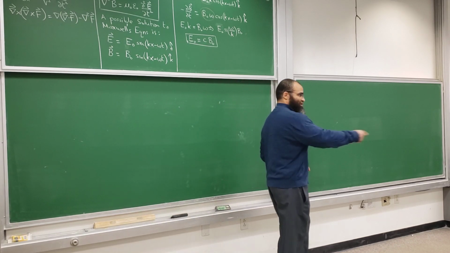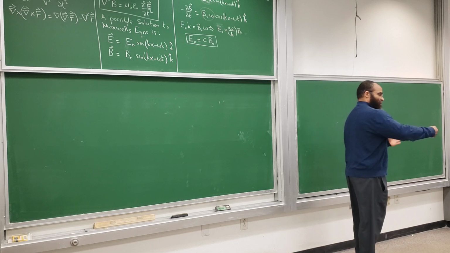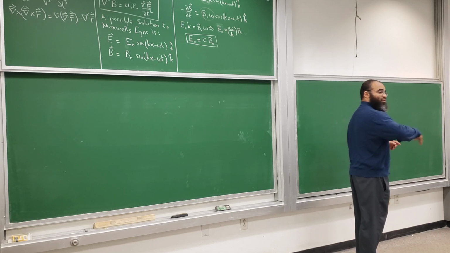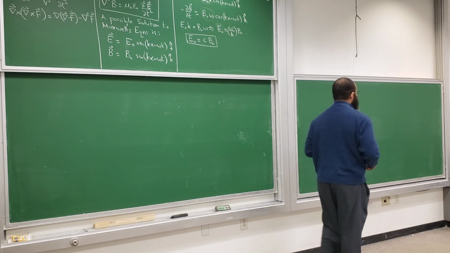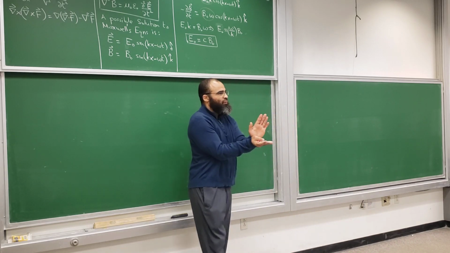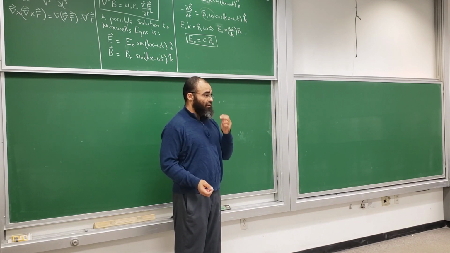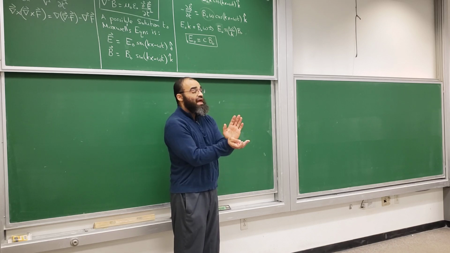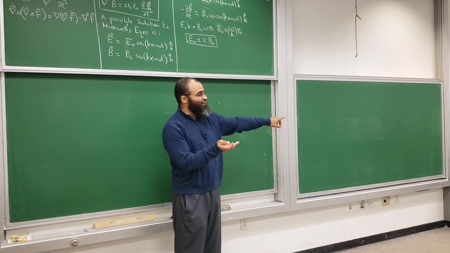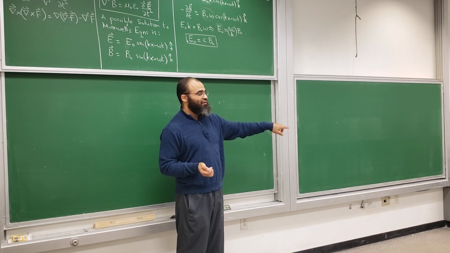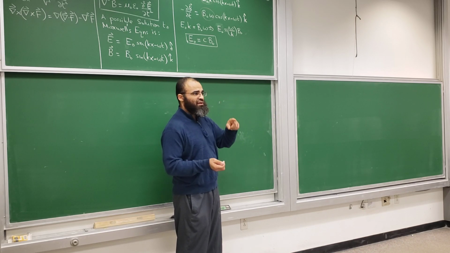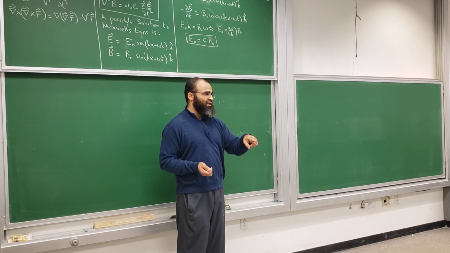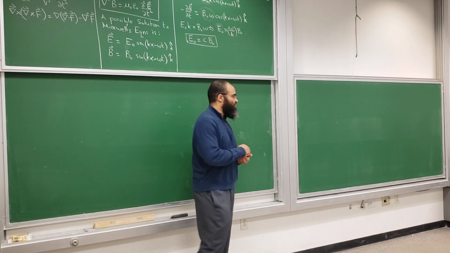The wave is moving in the x direction, but at any time the magnetic field points in either the plus or minus k hat direction. So the electric field and magnetic field are perpendicular to each other, aren't they? They're perpendicular to each other, and both of them are perpendicular to the direction of motion. The wave moves in the x direction, the electric field is in the y direction, and the magnetic field is in the k hat direction.